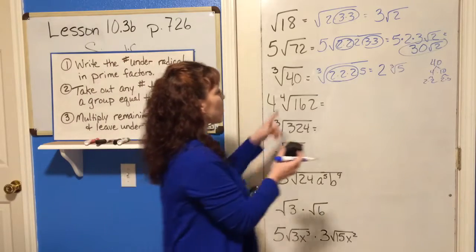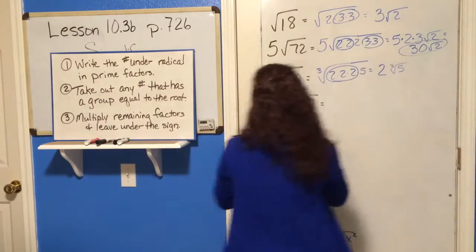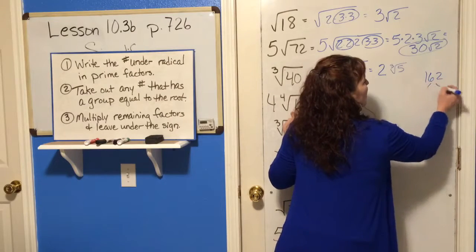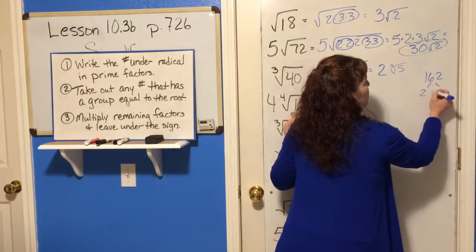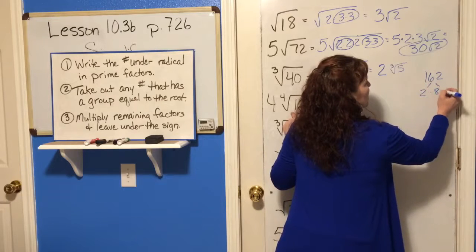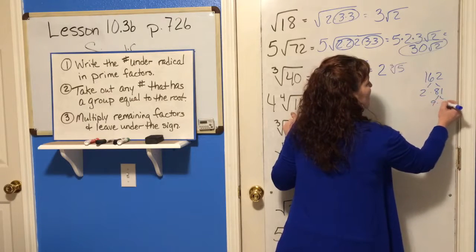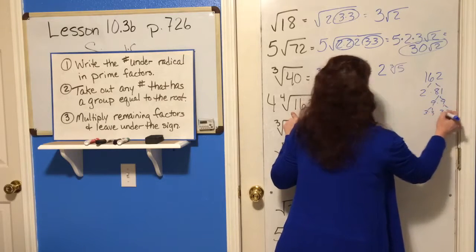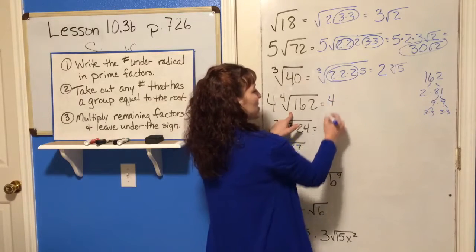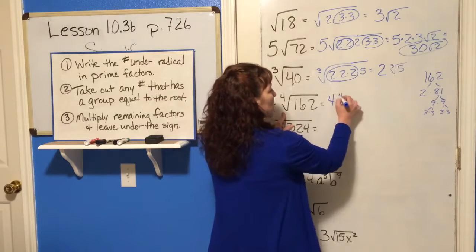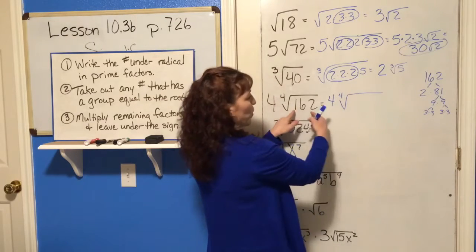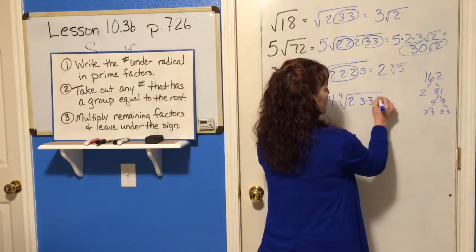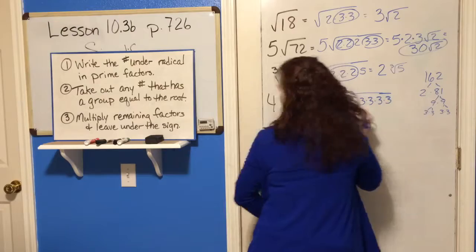Okay, same thing with fourth root. A little bit of a bigger number, 162. Let's just divide by 2. 8 times 2 is 16, 81. And 81 is 9 times 9. 9 is 3 times 3. And this 9 is also 3 times 3. So we've got 4 on the outside. It stays on the outside. And then we've got a fourth root of 162, which is the same as 2 times 3 times 3 times 3 times 3. Whew. All right.